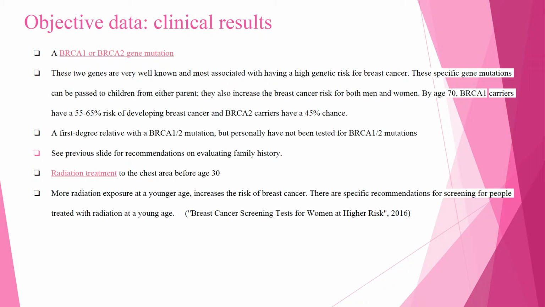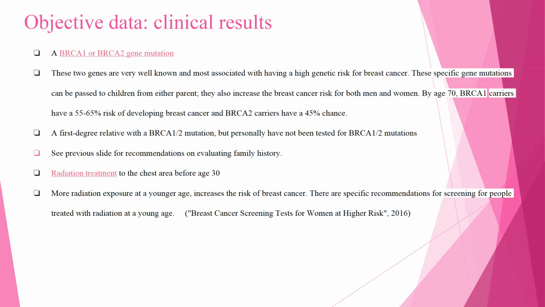And as one person mentioned in a discussion board post that I found interesting, some women are actually getting prophylactic mastectomies to avoid breast cancer. So a first-degree relative with this mutation is also a big risk, even if you haven't been personally tested yourself, but you may know that your aunt or your grandmother tested positive. That increases your risk. And we obviously have gone over extensively evaluating a family history in this course.